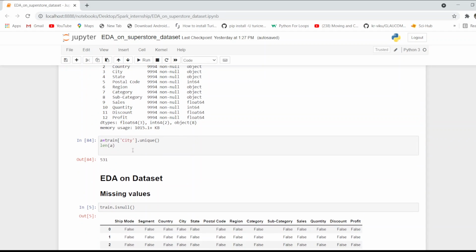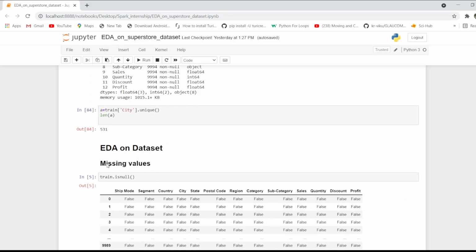I was also trying to find out how many unique cities are present in that dataset. There are 531 unique cities present in that data frame.